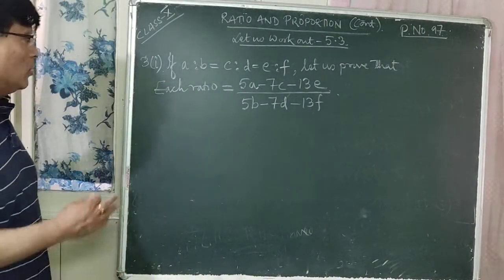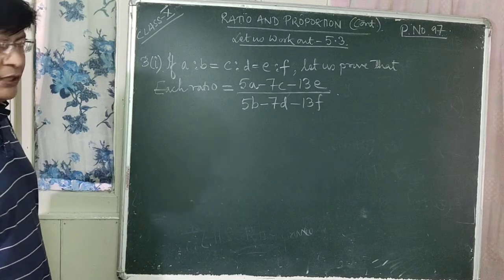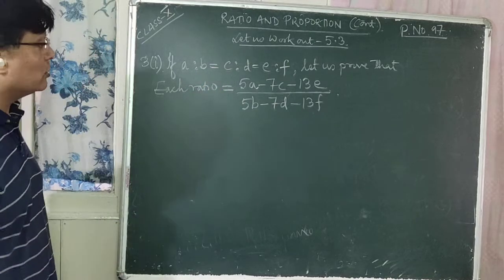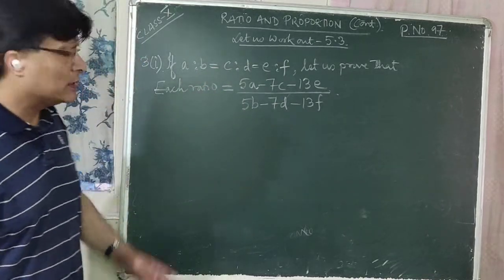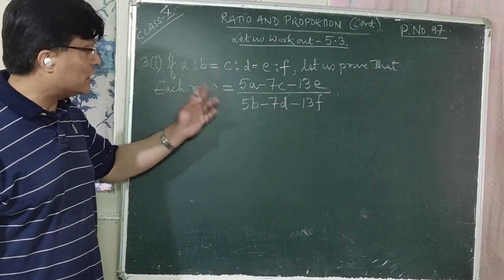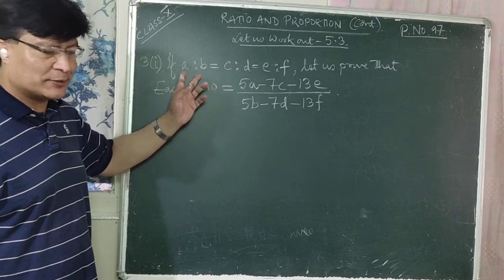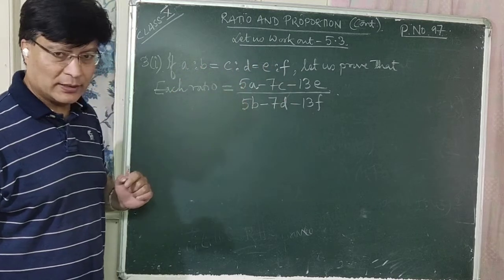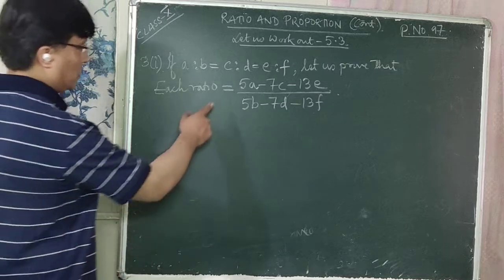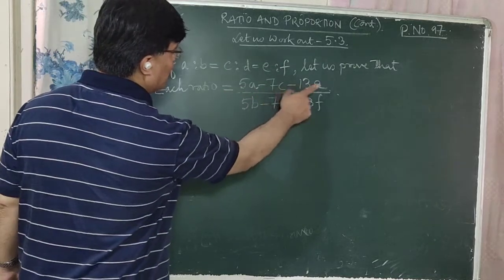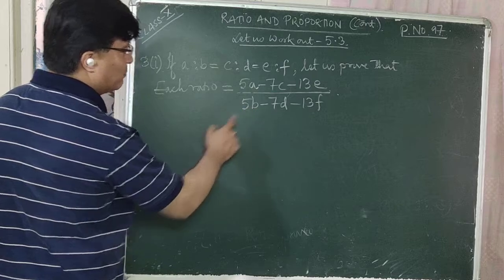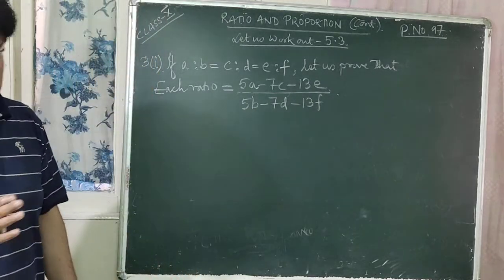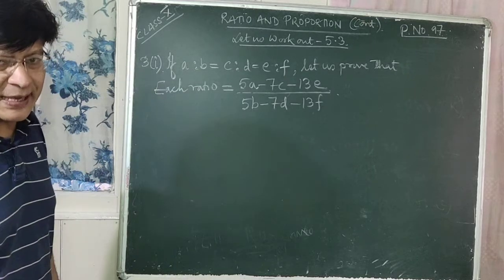Now we are doing the next question, that is question number 3.1. If A is to B is equal to C is to D is equal to E is to F, let us prove that each ratio, that means A is to B is equal to C is to D is equal to E is to F, is equal to this one. That is, you have to prove, which is equal to 5A minus 7C minus 13E whole divided by 5B minus 7D minus 13F. Okay. So in this case also we will use the same method, that is the K method.